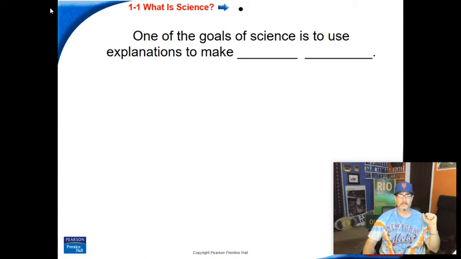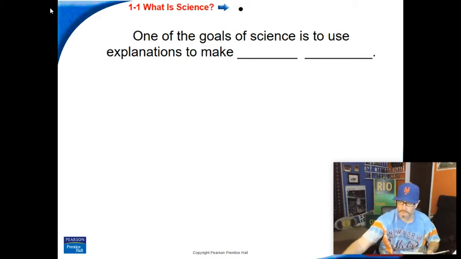One of the goals of science is to use explanations to make blank blank. Try to come up with the answer on your own before you look it up. But if you can't remember what it is, take a look back at the third bullet for number 1. Give you guys a couple seconds to do that. All right, that is useful predictions.